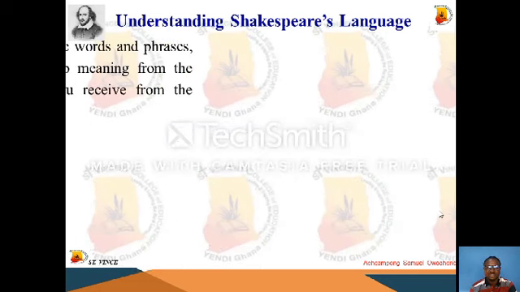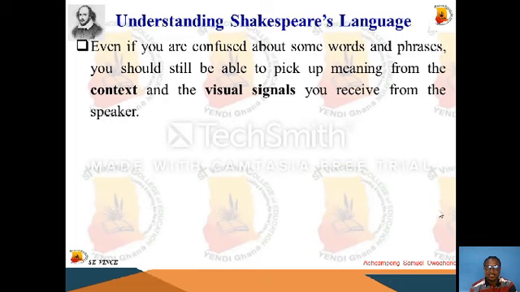Now let's look at some of the Shakespearean phrases. Even if you are confused about some of the words, sometimes we spoke about context. Sometimes you need to look at the context, the words that come before that particular word that you find very difficult to understand, or the words that come after. And sometimes you also use what we call visual signals. Who are the characters around? What is the theme? What is the content of what is being said? And what do you think this word that is used that you have never seen, what does it relate to?